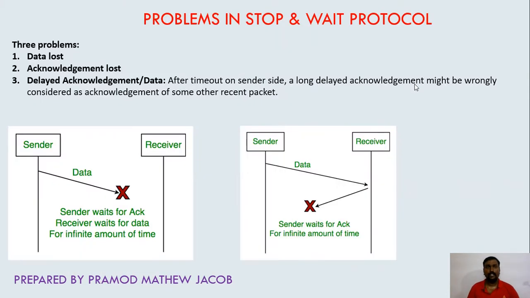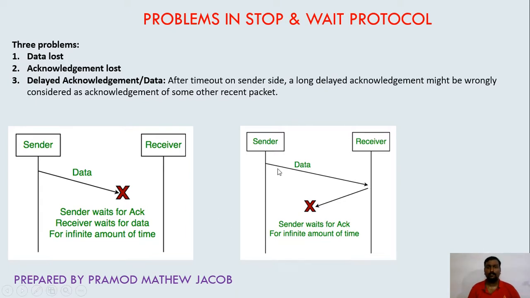So let's understand the three problems that may arise in stop and wait protocol. The first problem is data lost. That is, the sender is sending a data packet to the receiver, and if the data is lost and the receiver cannot receive the data, then the sender waits for the acknowledgement. Though the data is not received, the receiver will not send the acknowledgement message. So the sender will wait for infinite amount of time because the sender cannot recognize what is the issue. So that is the first problem, data lost.